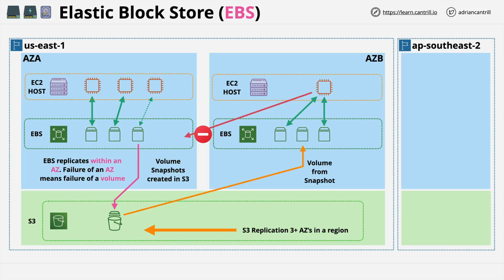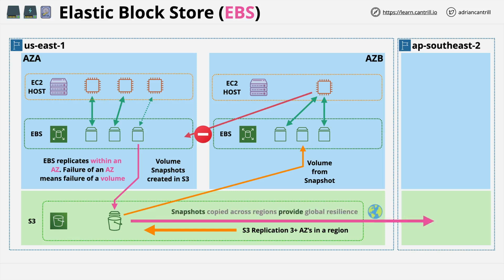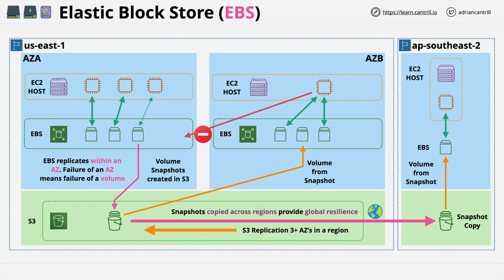You can even copy the snapshot to another AWS region, in this example AP-Southeast-2, and once you've copied the snapshot, it can be used in that other region to create a volume, and that volume can then be attached to an EC2 instance in that same availability zone in that region. So that, at a high level, is the architecture of EBS.